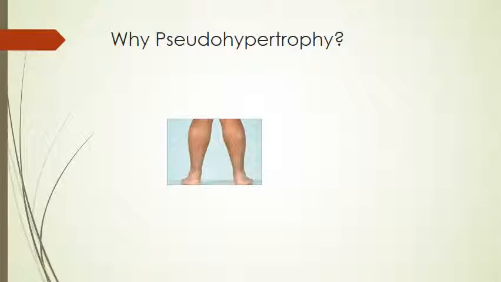So why pseudohypertrophy? Well, if you take the name apart, pseudo means false and hypertrophy means for the muscle to grow and to be larger. And in this case with Duchenne's muscular dystrophy, what is taking place is that the calves are appearing larger due to the replacement of normal muscle tissue with connective tissue and fat.